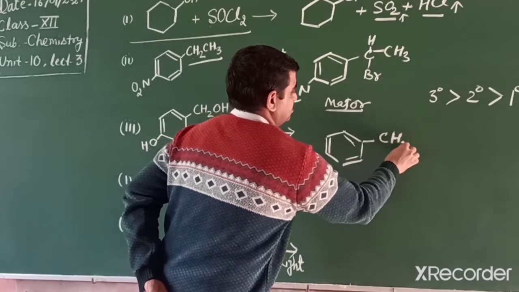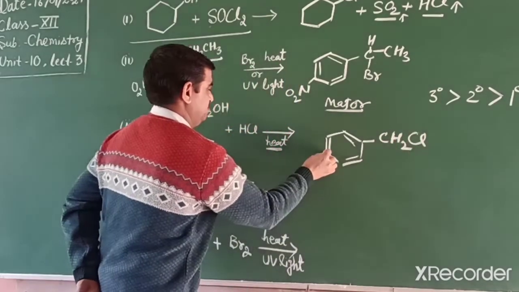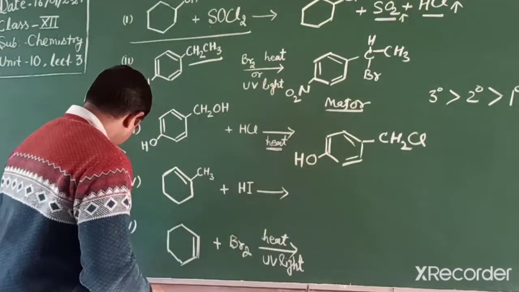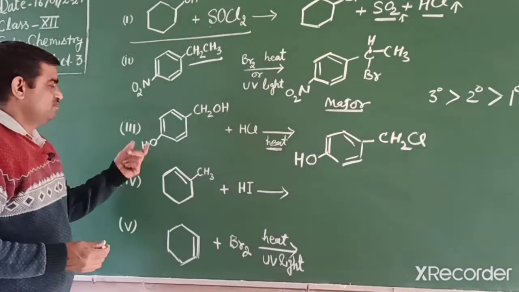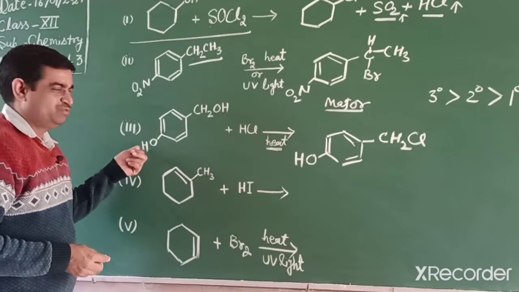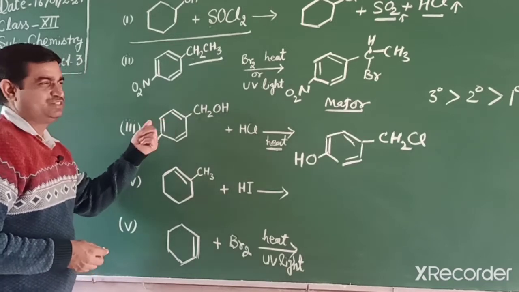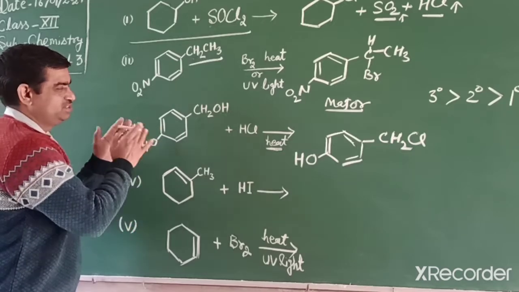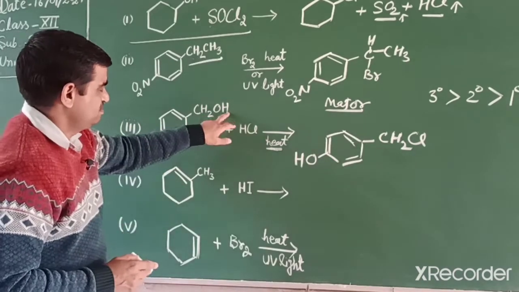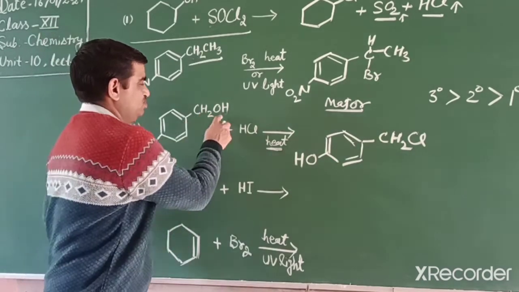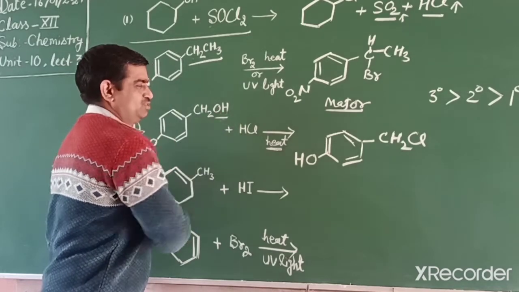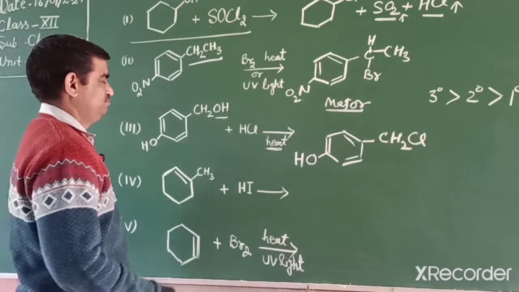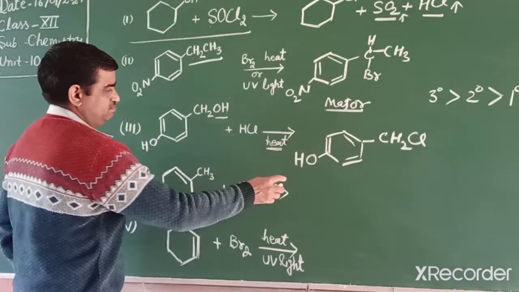We get CH2Cl and OH also. Why is this OH group not removed? Because it is directly attached to the benzene ring and has partial double bond character, so this is a strong bond. But this is a weaker bond, so this OH group is replaced by Cl from HCl, and we get H2O. That one is the major product.